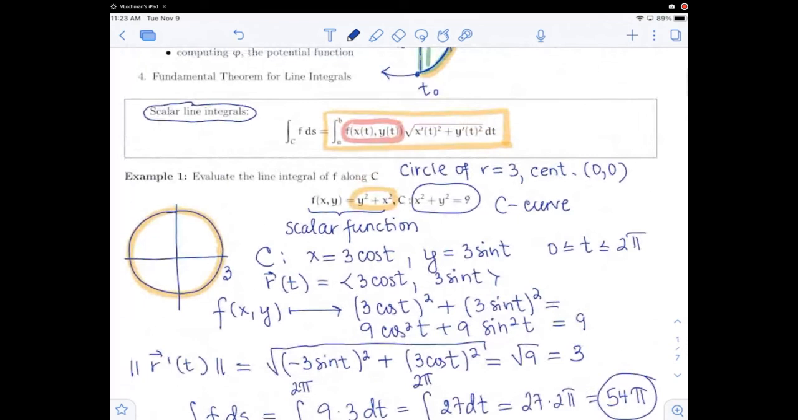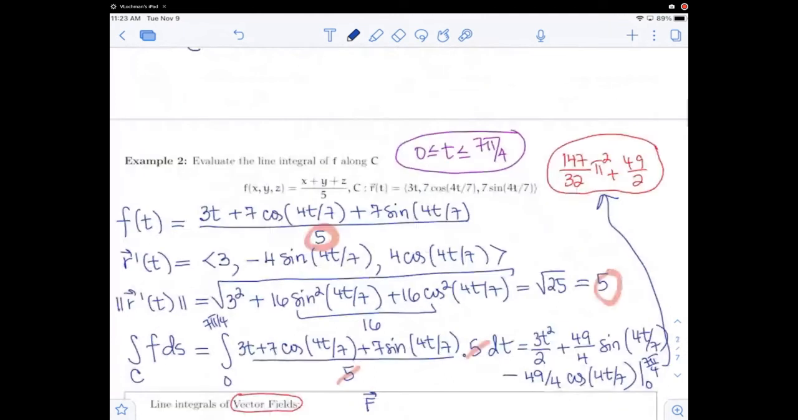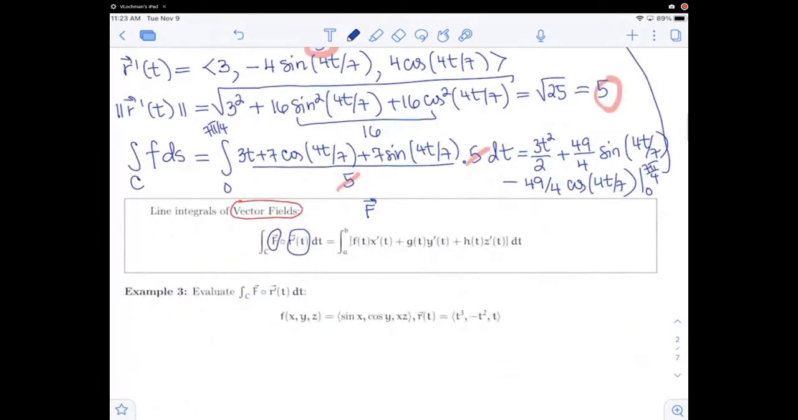We had f of t times the speed, right? Same idea over here, except we no longer do times. It's dot product, right? We have vector functions, so our multiplication of vector functions is now defined as a dot product. You can see how we compute the dot product. It's just the sum of the product of the corresponding components. So we get this expression right here, f of t times x prime of t, g of t times y prime of t plus h of t times z prime of t. That is your formula for computing line integrals of vector fields.